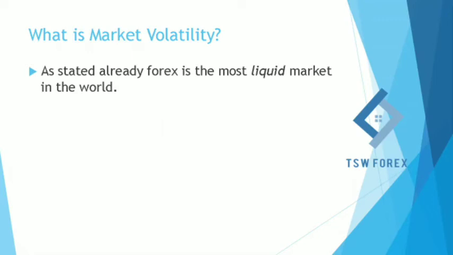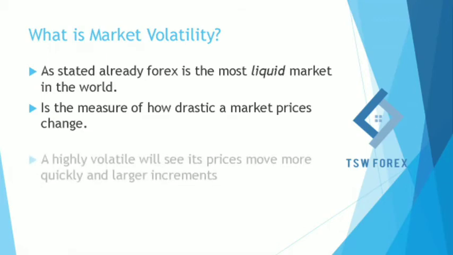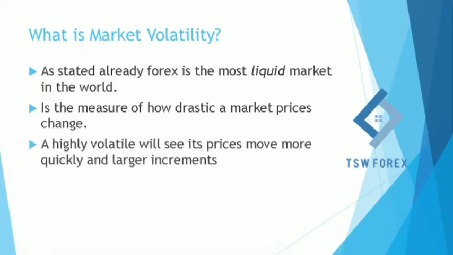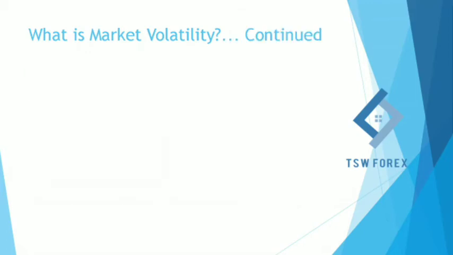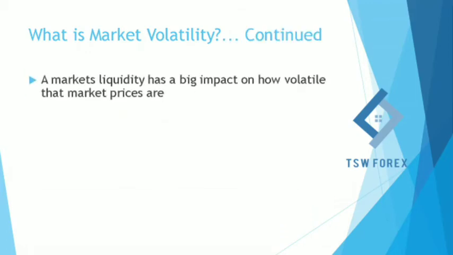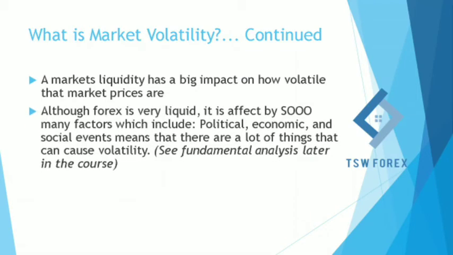What is market volatility? As stated already, Forex is the most liquid market in the world. Volatility is a measure of how drastically a market price changes. A highly volatile market will see its price move more quickly and in larger increments. A market with lower volatility will see prices change more gradually over time. A market's liquidity has a big impact on how volatile the market prices are.